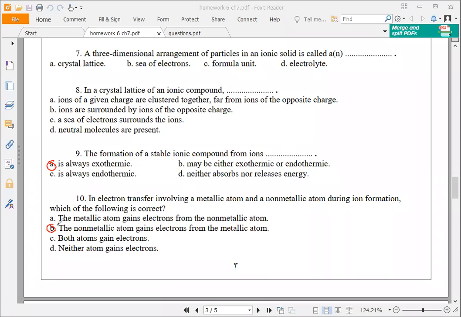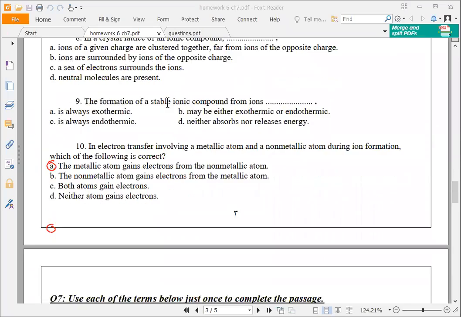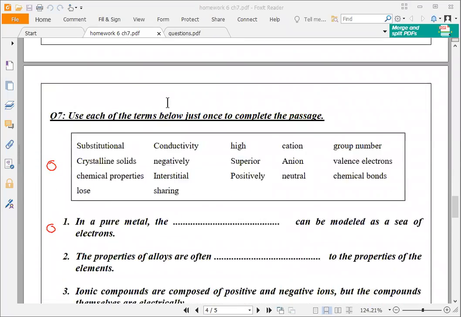Okay. At the end of this class, I need all of you to write the answers to these questions, and try to send them as soon as possible to the classroom, okay?